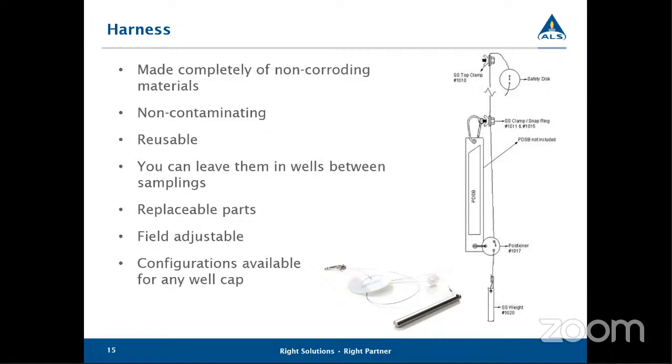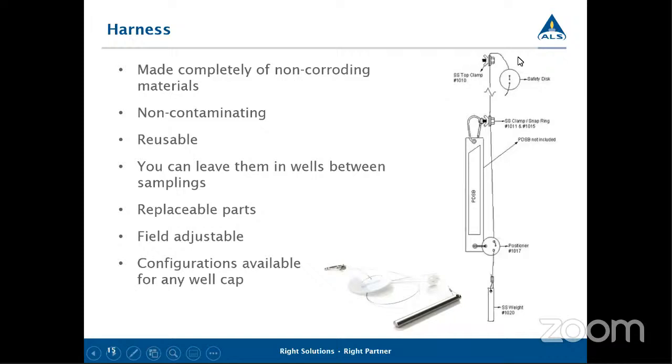All replaceable parts, we're happy to help out with replacements. They can be made to be adjustable in the field. And we have configurations available for any type of well cap, whether you need a safety disc, a hook, or what have you, a clamp. We have multiple options depending on what sort of well cap it might be, 2-inch, 1-inch, otherwise. This diagram here on the right just gives you an idea of what you're getting when you're ordering a stainless steel harness assembly.